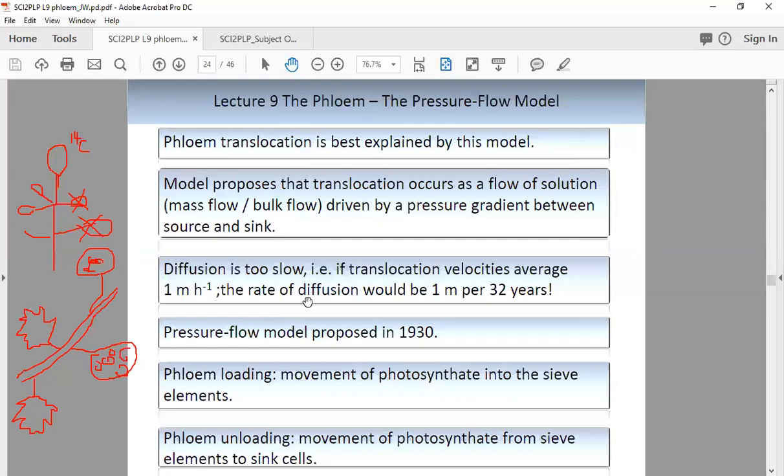So if translocation was purely based on diffusion, then translocation would take 32 years just to travel a distance of 1 metre. So it's clearly not diffusion. Clearly there's something else going on here, and hence the pressure flow model that was proposed.